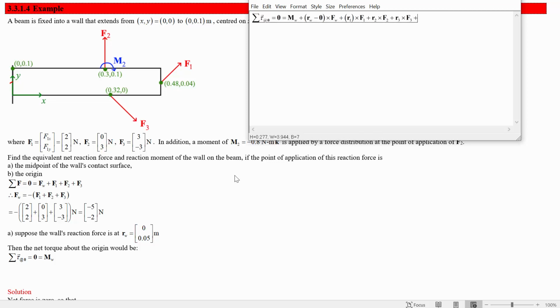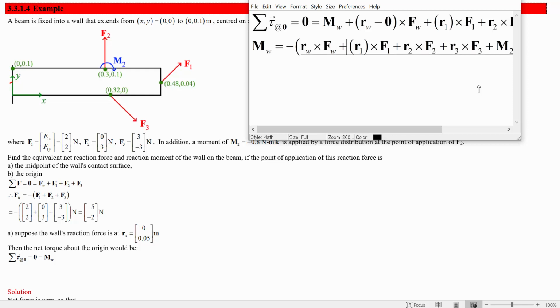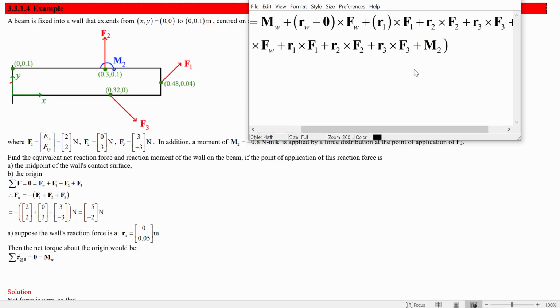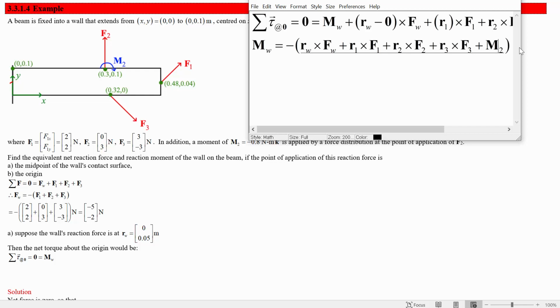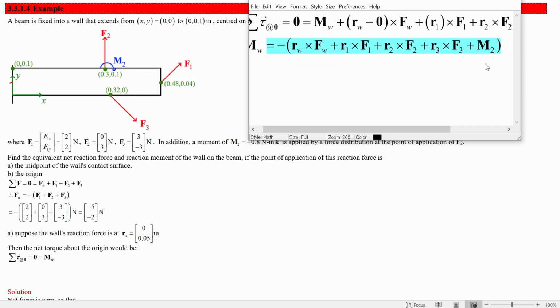And then we also have to add this M2. So this lets us figure out what the moment applied by the wall needs to be. Moment applied by the wall must be equal to negative all of this stuff. So negative RW crossed FW, R1 crossed F1, the torque produced by F1 about the origin, torque produced by F2 about the origin, F3 about the origin, and the applied moment M2. The moment that's produced by the wall has to cancel out all of these things.